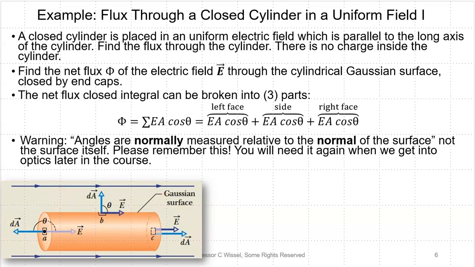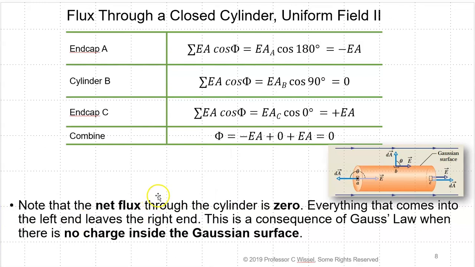Okay, so what we're going to do is make ourselves a little table. And so here's the end cap on this end. That's the left end cap. So we take the sum of EA cosine theta, which will be E times the area of that end cap times the cosine of 180 degrees. Why is it 180 degrees? Well, here's the electric field going this way, and here's the area vector going that way. They're opposite to each other. That's 180 degrees, so the cosine of 180 degrees is minus 1. So it's minus E times A, where A is the area of the end cap.